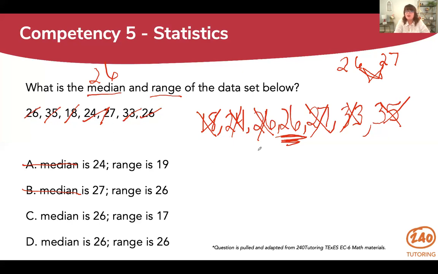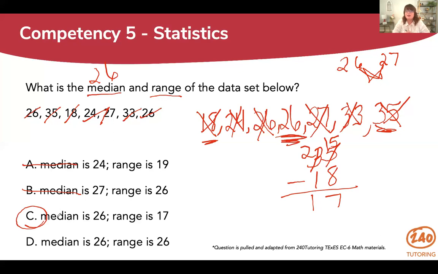Now I've just got to find the range. And guys, you just need to know the range is the difference between the largest and the smallest. So putting them in order again helps, real easy to see. 18 and 35. Find the difference, 35 minus 18. Going to do a little regrouping here. I'm showing you my math just so you can follow along. And the range is 17. So the correct answer here is C.